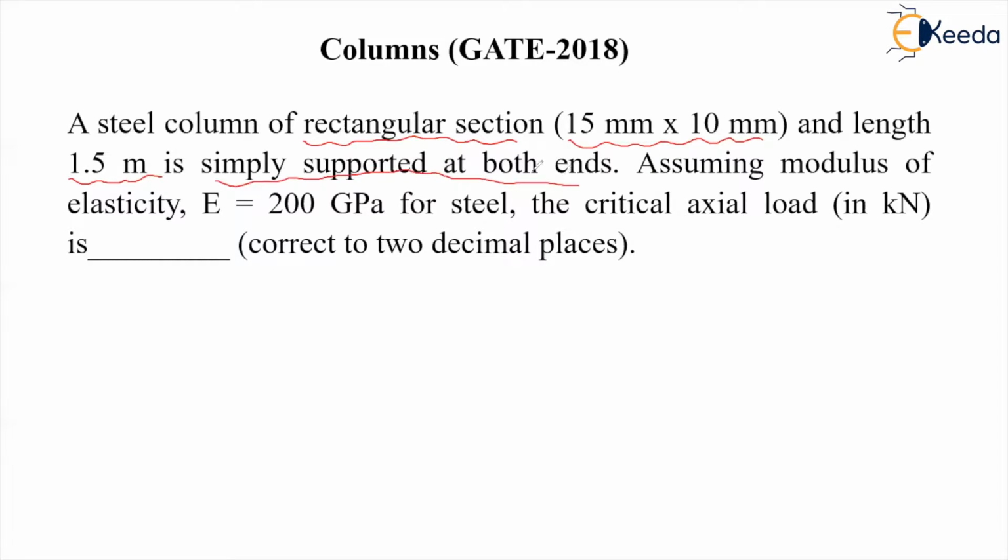right? It means that there is a hinge joint. When we say simply supported, it means this is a hinge joint or pin joint, right? And E is given to us. We have to find out the critical load, basically Euler's load, for this case. So let us solve this question.